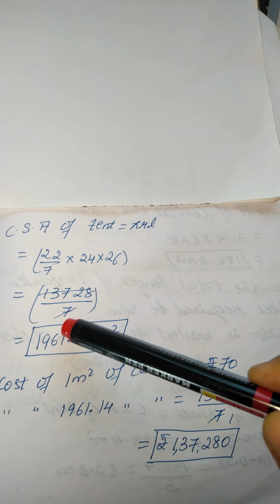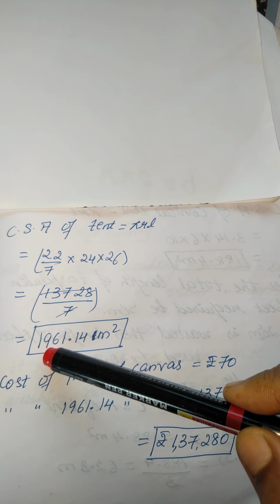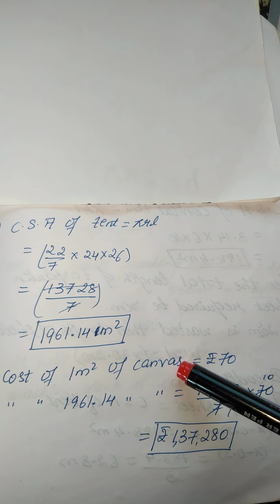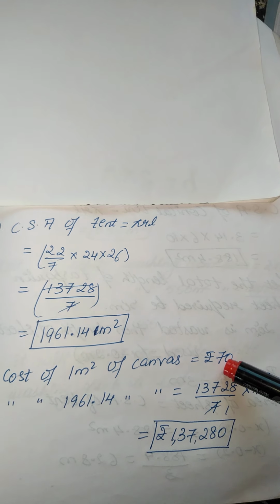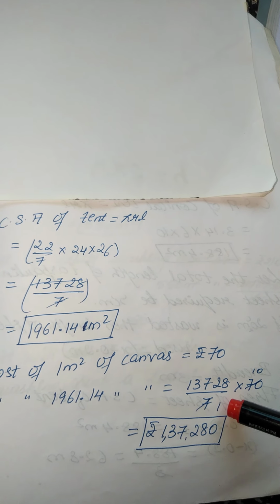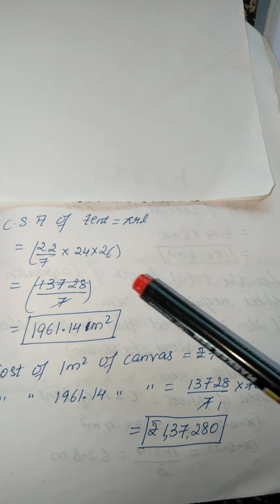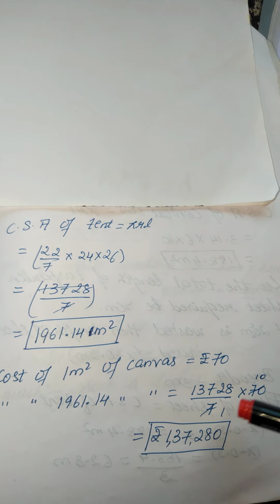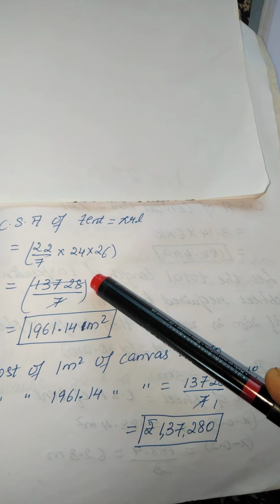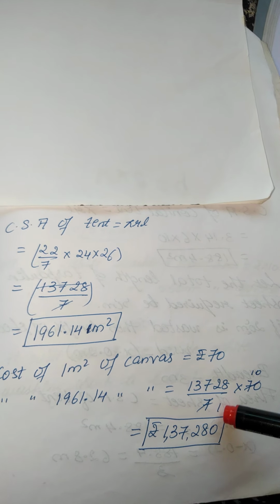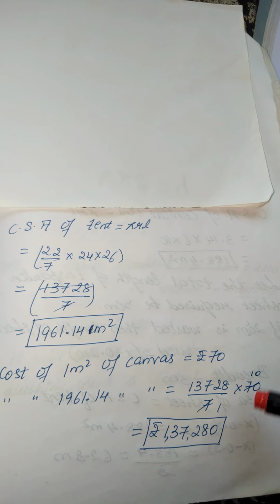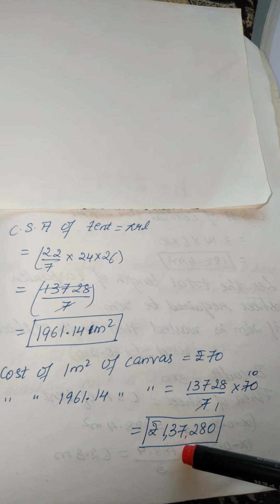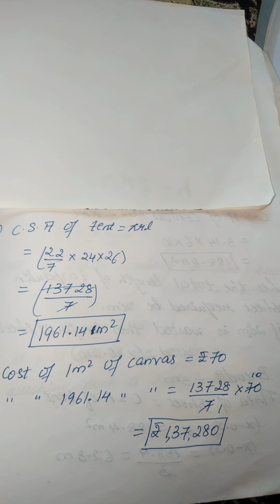Multiply the numerator and then cancel with 7. You will get 961.14 square meters. Cost per meter square is 70. Hence multiply the result with 70. Here I am taking this value as it is, 13728 by 7, because 7 gets cancelled with 70. Hence I took this value, not this value. So now I am cancelling. 7 ones are 7, 7 tens are 70. 137280. That is 1,37,280 rupees is your total cost, children.